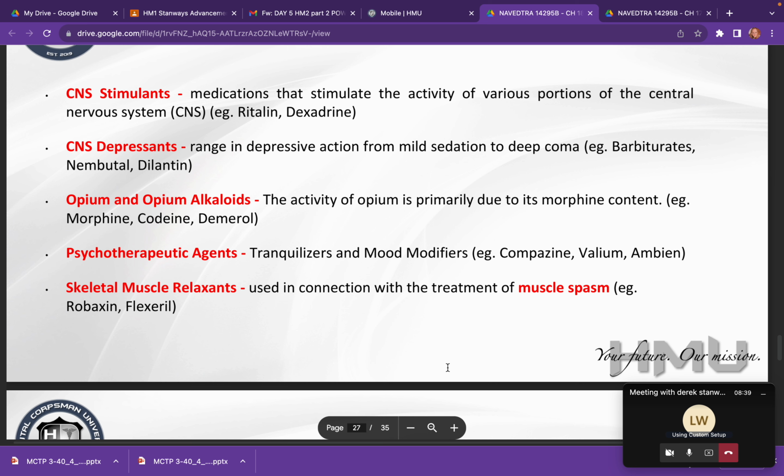The psychotherapeutic agents, the most that I need you guys to familiarize with is the Valium and the Ambien, because they always seem to be thrown in the test. What they do is basically mood modifiers. So if you're having trouble sleeping, you can pop Ambien. Some people require 2. But those are the ones that will be best friends if you're having trouble sleeping at night.